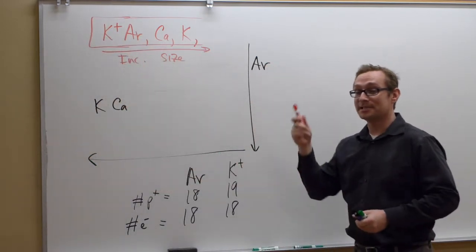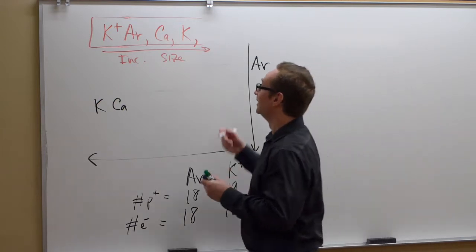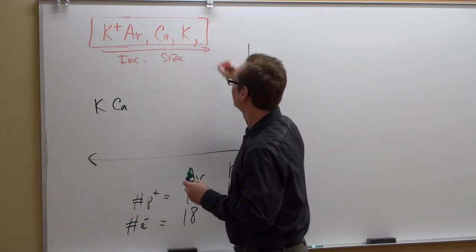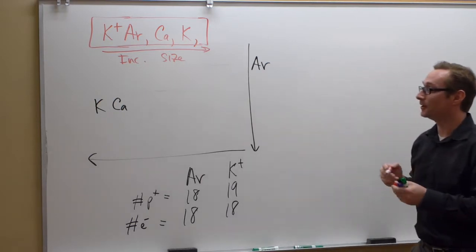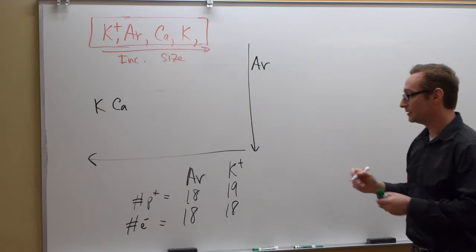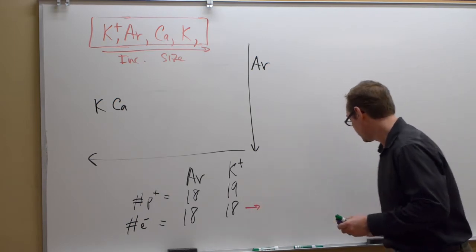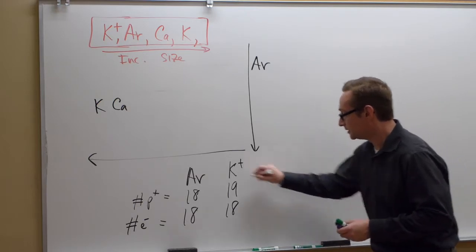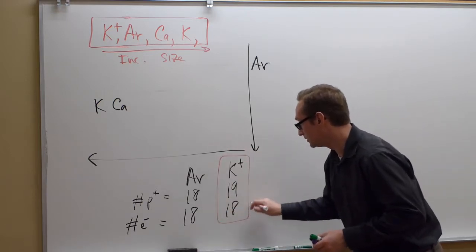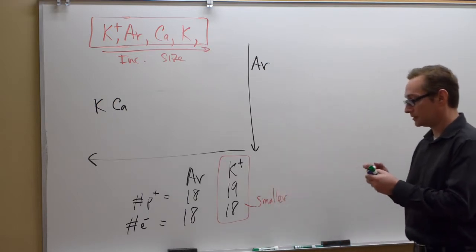Good catch. You can see how it's easy to confuse it, right? You know, I mean, I did it right in front of you. All right. Okay, so argon is actually larger than potassium plus. So that's smaller. Okay.